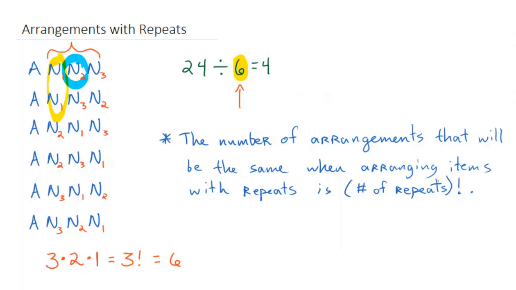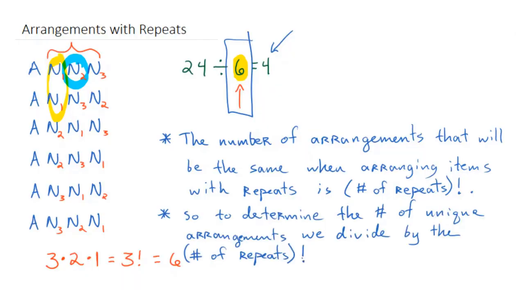So what that means is, if that tells us the number of repeats, then we can, again, divide by that number to determine the number of actual unique arrangements we have. Let me write that out, because that's the big rule. So to determine the number of unique arrangements, we divide by the number of repeats factorial, period.